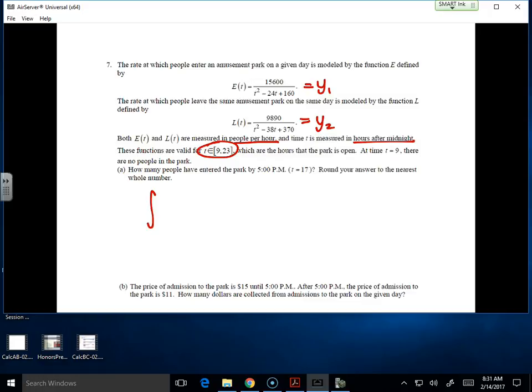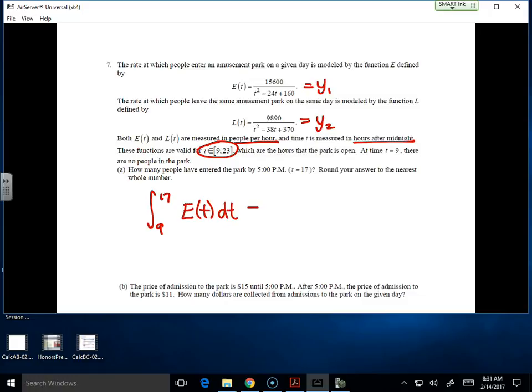Are they asking how many people are in the park at 5, or how many people have come into the park over the time 9 to 17? Over the time. So what are we going to make as our bounds? Who am I putting in my integral? Is it E and L? Nope, just E, just enter.